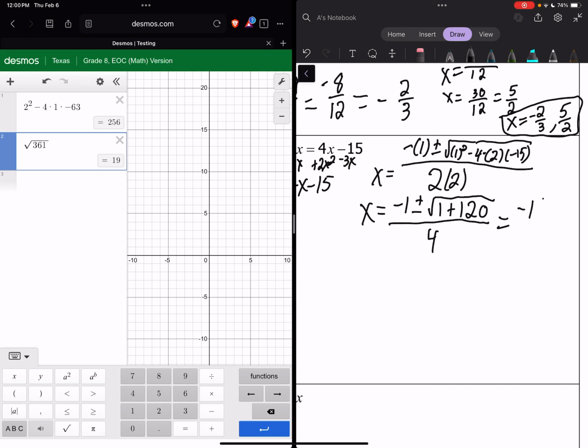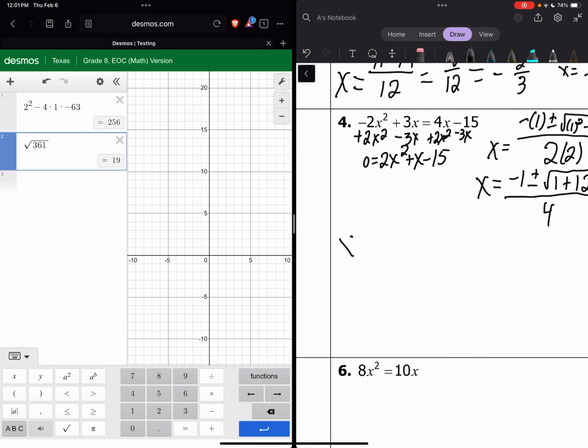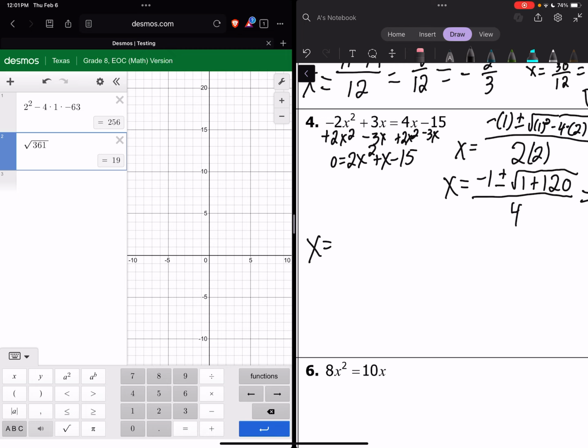So I have a negative 1. Okay, this is 121 inside the radical, so it's 11. All right. I have x is equal to negative 1 plus 11 over 4, and I have x is equal to negative 1 minus 11 over 4.